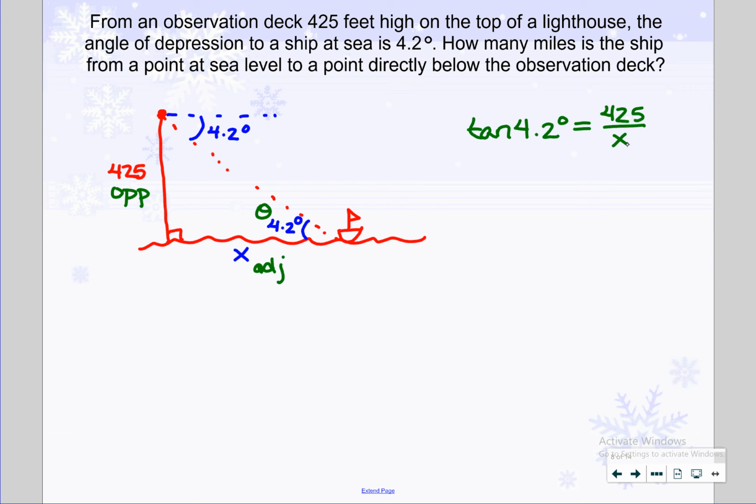To solve this, the first thing I'm going to do is multiply by x to get it out of the denominator. And then I'm going to divide by tangent 4.2 degrees. So 425 over tangent 4.2 degrees is what you're going to type in your calculator. Before you type it in, hit mode on your calculator and make sure you are in degree mode. We'll be going back and forth between degrees and radians. For right now, everything's going to be in degrees. So hit mode, make sure degrees is highlighted, and then go ahead and type this in.